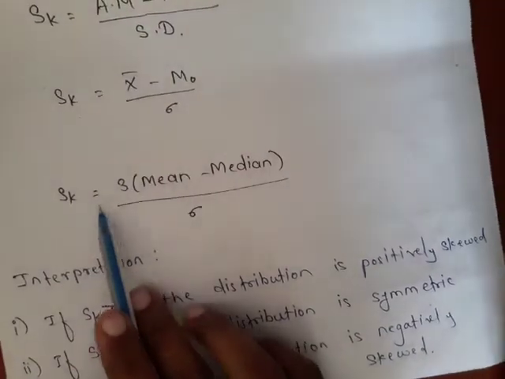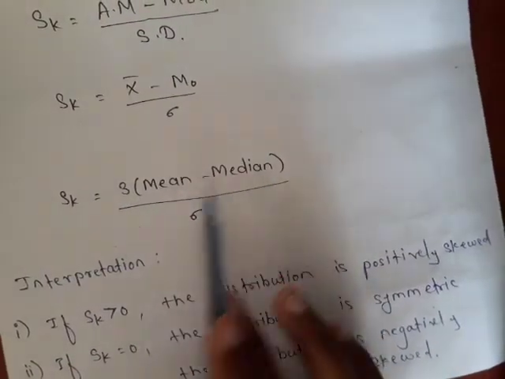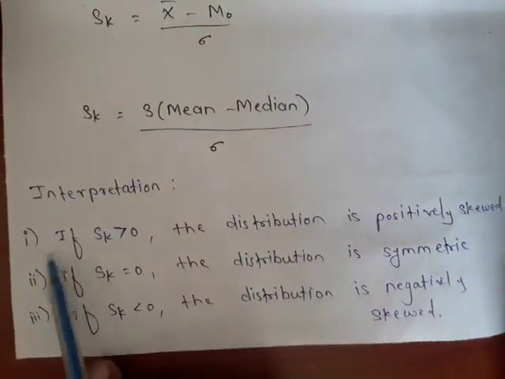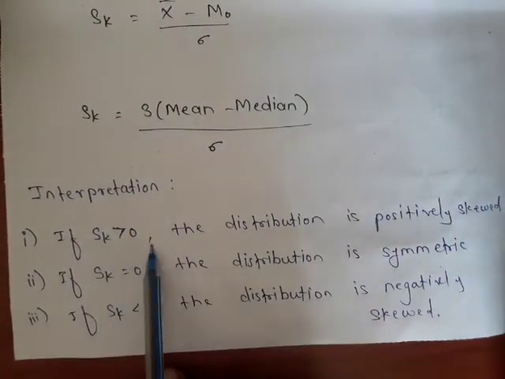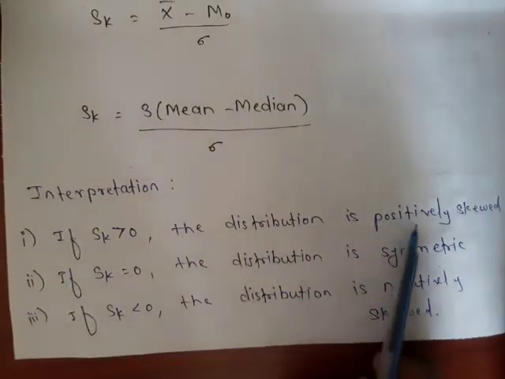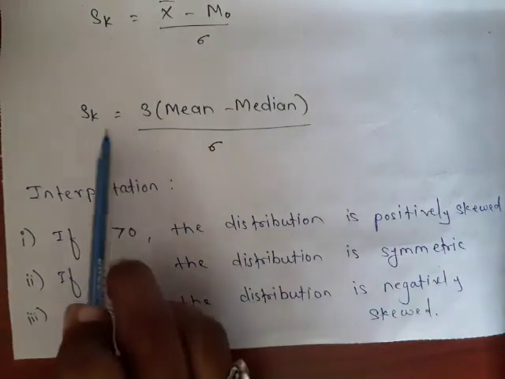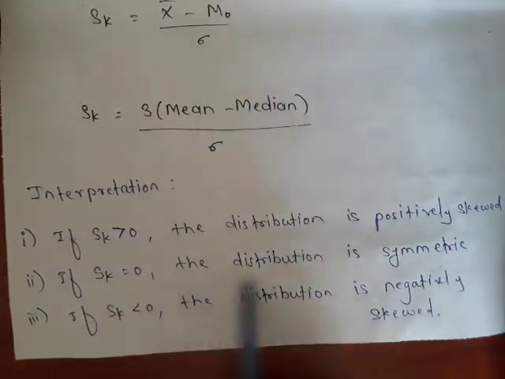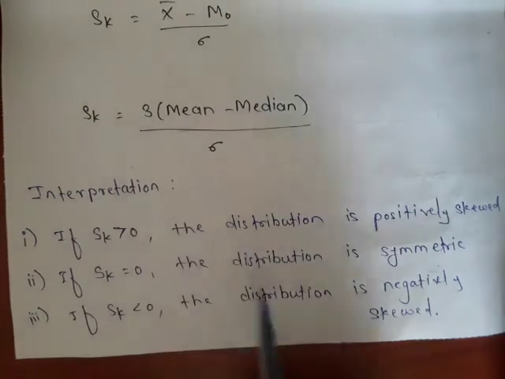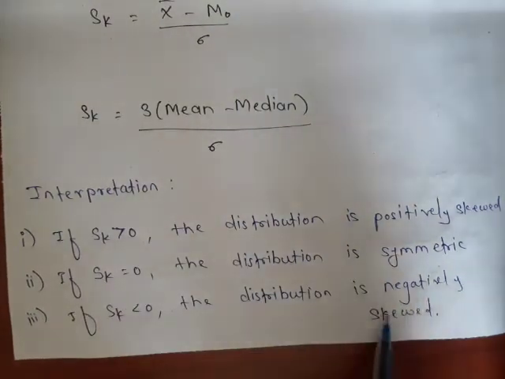Sk is equal to 3 into (mean minus median) divided by sigma. Some interpretation. First, if Sk is greater than 0, that is, the value of this Sk is greater than 0, then the distribution is positively skewed. Or if Sk is equal to 0, then the distribution is symmetric, and if Sk is less than 0, then the distribution is negatively skewed.